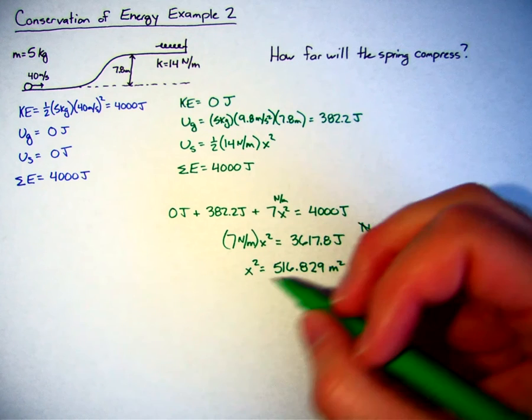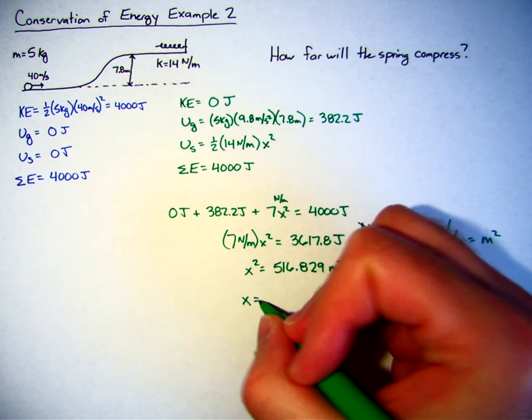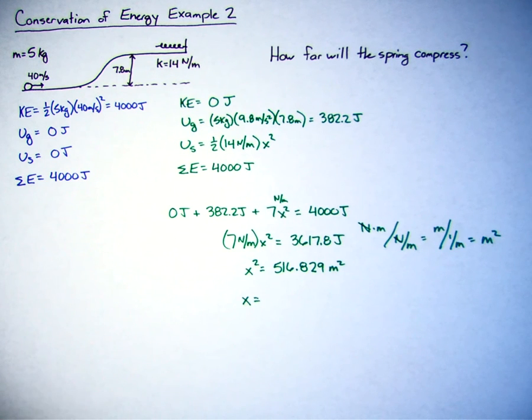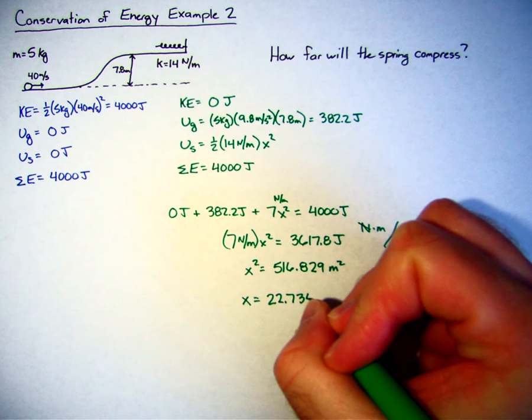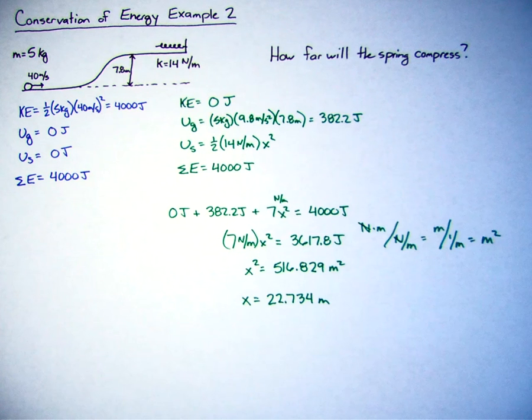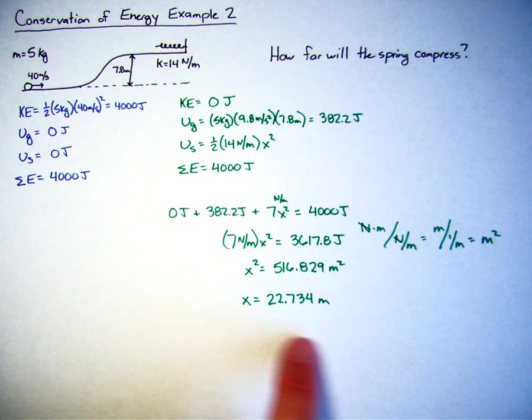So all I have to do then is take the square root of both sides, and that gives me the displacement of the spring. The square root of this is 22.734 meters. That's one pretty hefty spring to be able to be compressed, 22.734 meters. But that's what we get when this ball is traveling at a pretty high rate of speed at the beginning, and it's a pretty massive ball already to begin with. So that's why we have a pretty good compression of the spring, but that's going to be our answer.